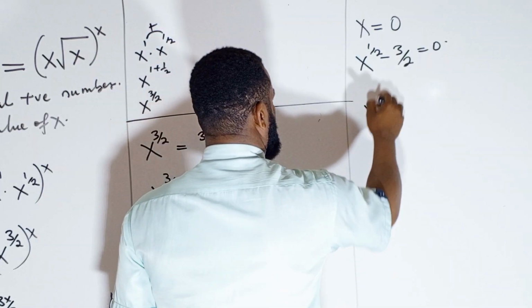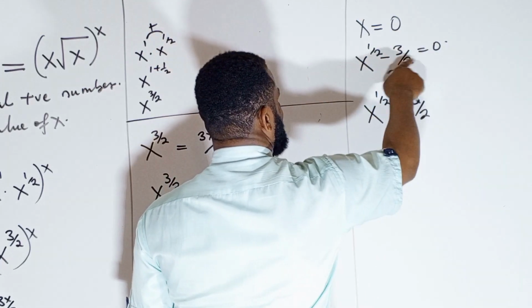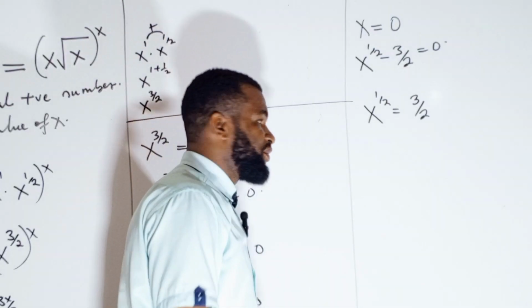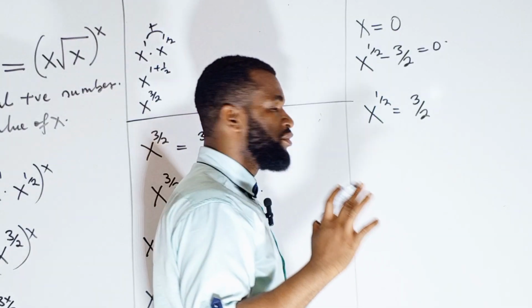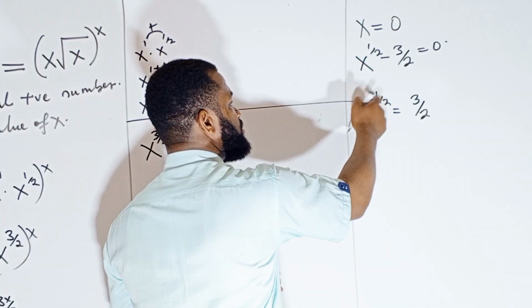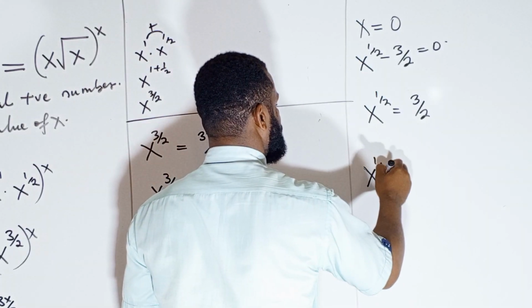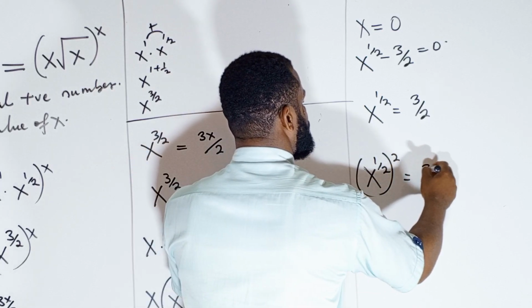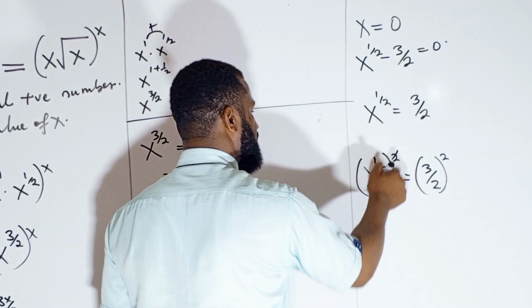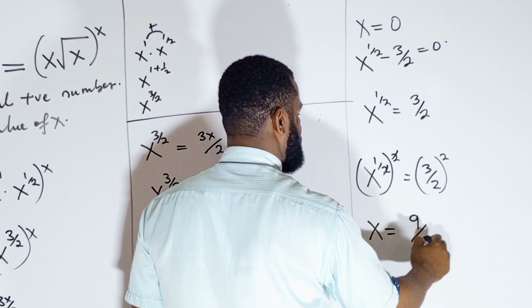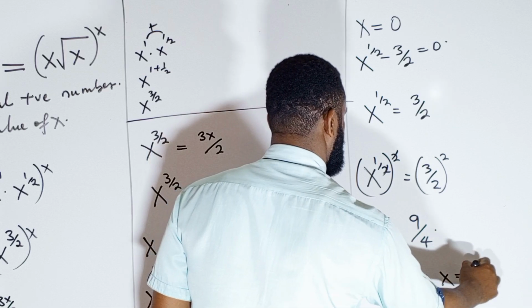And this is going to be x raised to power 1 over 2 equal to 3 over 2, adding 3 over 2 to both sides of the equation. In this case, I'm going to cancel this radical by taking the power of both sides. So x raised to power 1 over 2, all raised to power 2, is equal to 3 over 2, all raised to power 2. What I do to the left hand side, I must do to the right hand side. So this cancels this, and x becomes 9 over 4. This implies that x is equal to 0 or x is equal to 9 over 4.